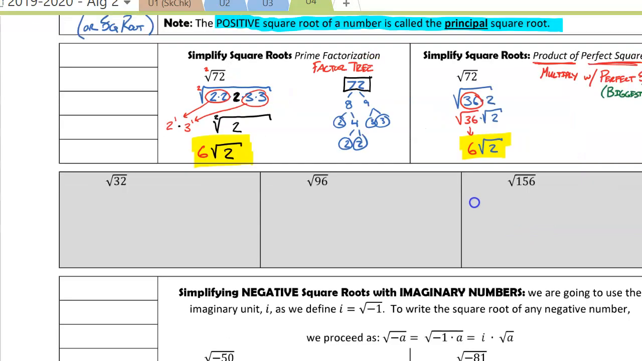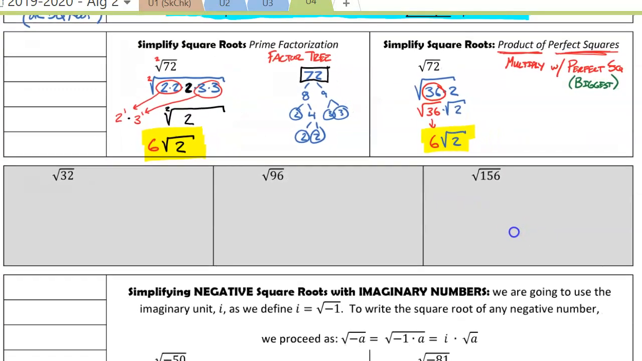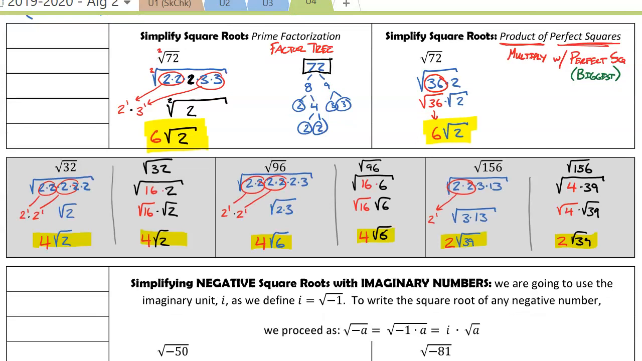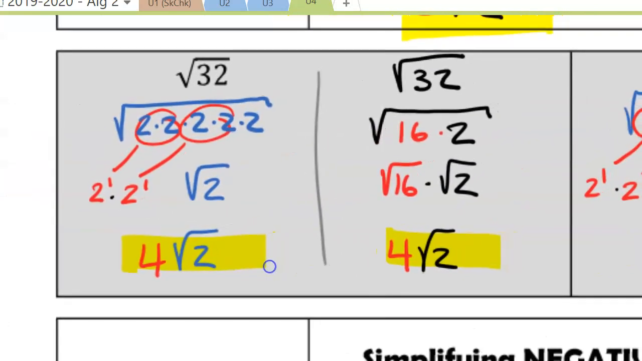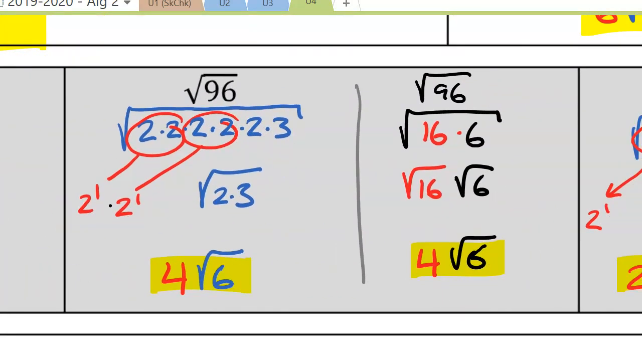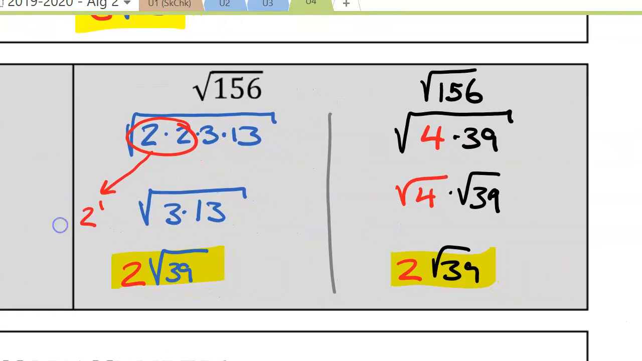Let's take a look at these 3 examples. Why don't you go ahead and give those a try, and I'll show you the answer here in 3, 2, 1. Here are our answers using both methods. Square root of 32 ends up being 4 root 2 using prime factorization or product of perfect squares. Square root of 96 ends up being 4 root 6 using both methods. And square root of 156, this number is off the sheet, so we have to do a little bit more work, but we get 2 square root of 39 as my answer.